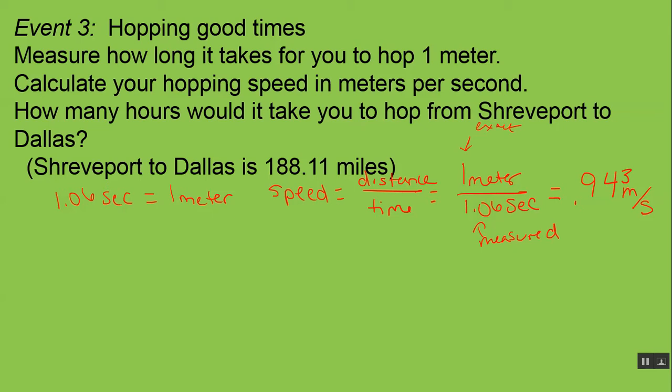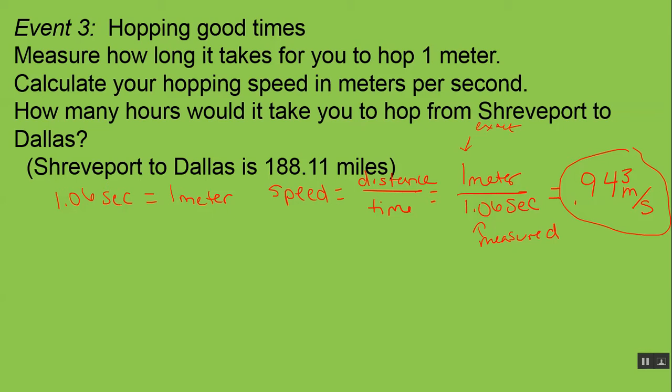All right, so I calculated my hopping speed in meters per second. Now, that would be like one of those calculations we talked about a couple days ago where we would be simply solving for x, right? We solve for x by finding that speed was 1 meter over 1.06 seconds.